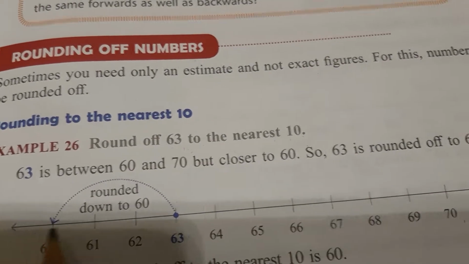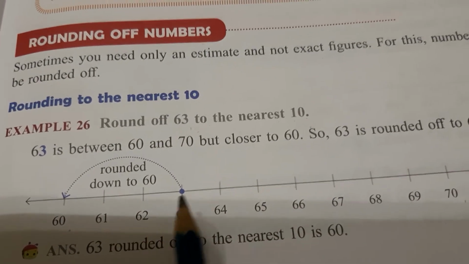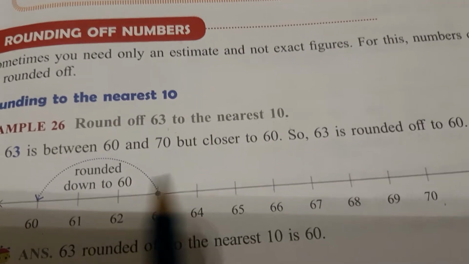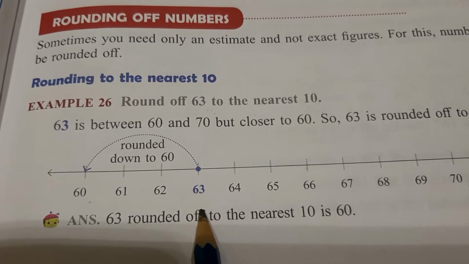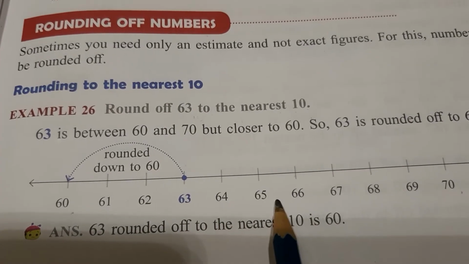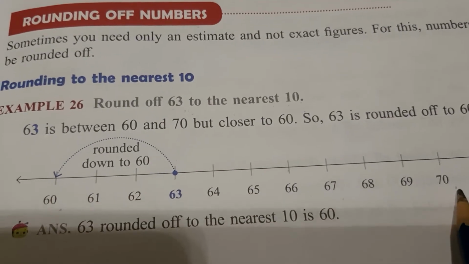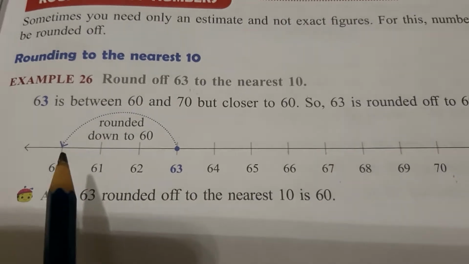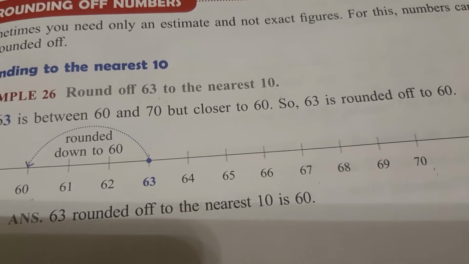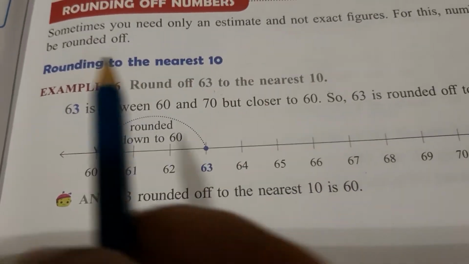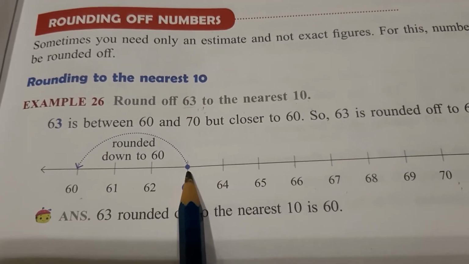So we will draw a number line. This is called a number line. We will mark here all the numbers from 60 to 70: 60, 61, 62, 63, 64, 65, 66, 67, 68, 69 and 70. Please keep in mind that the distance between each two numbers should be the same. Now which number is there in the statement? 63. So we will be on 63.